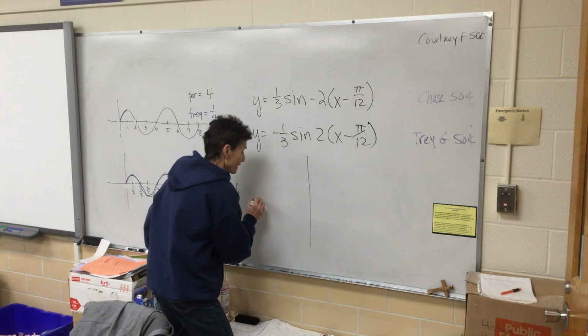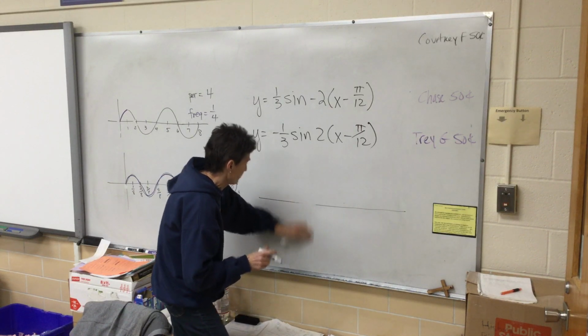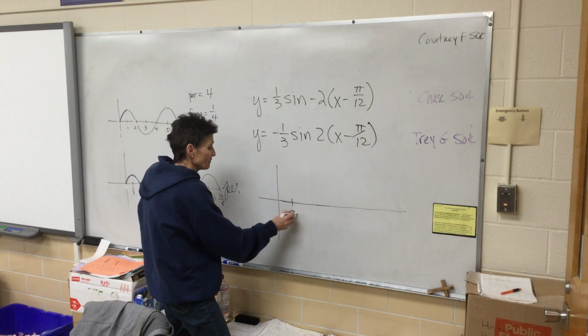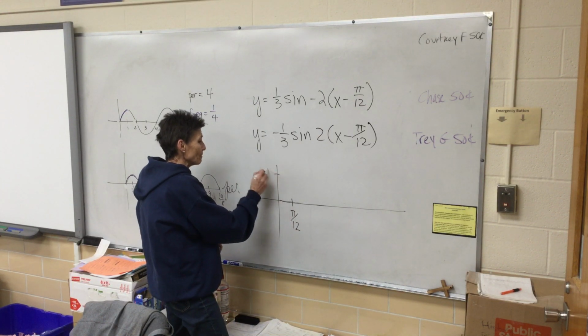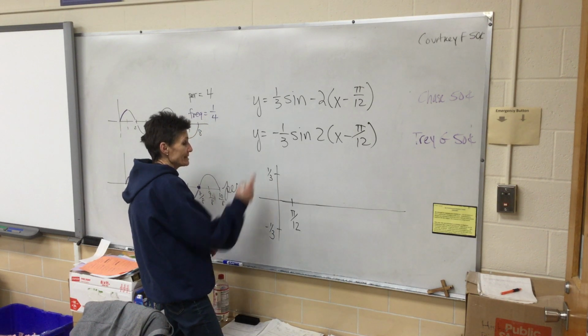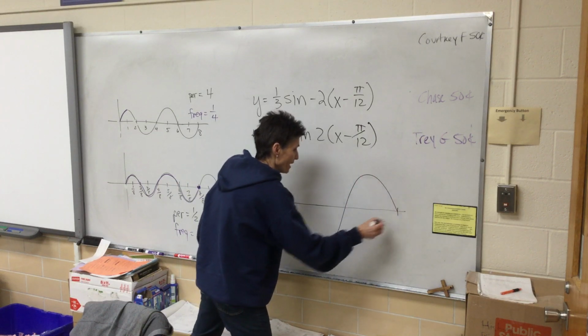Okay, so I brought it out in front. Now I'm ready to go. I don't know why I just put that over so far. All right, so here we go. I have a phase shift of pi over 12, and I have an amplitude of 1/3. It's a negative sine, so I'm going to go ahead and sketch in my negative sine.